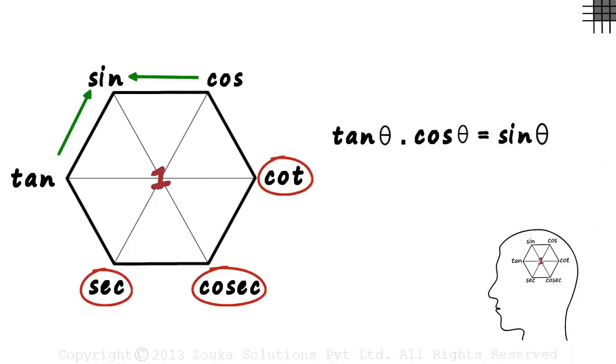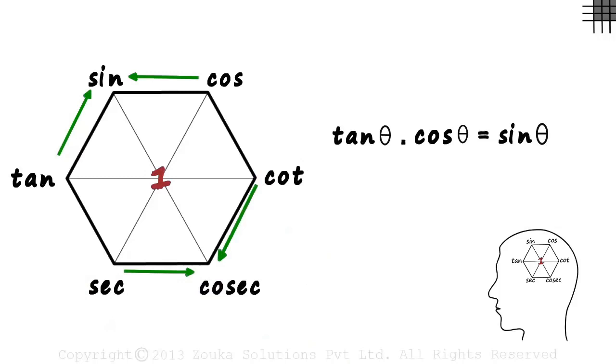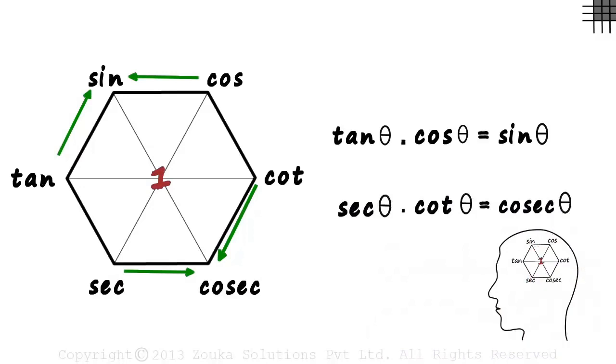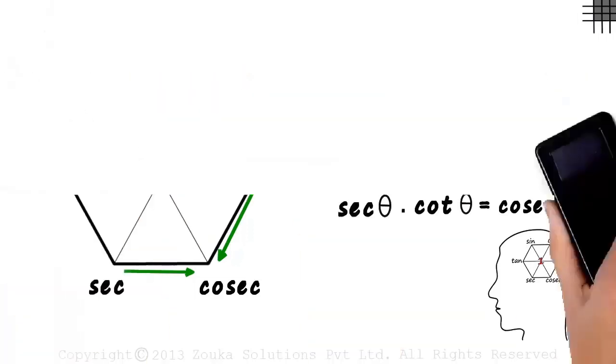Take these 3 functions for example. This multiplied by this will give cosec. So sec theta multiplied by cot theta will give us cosec theta. Even cot multiplied by sine will give us cos. Cosec multiplied by tan will give us sec, and so on. First term multiplied by the third term will give us the term in between them. Does it end here? Not yet.